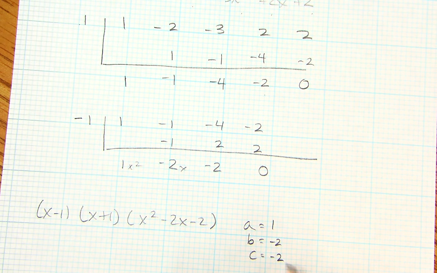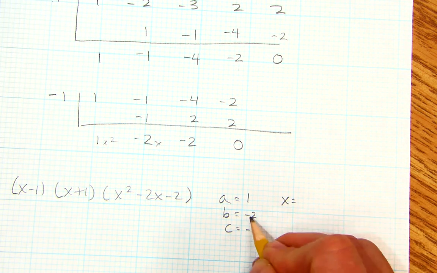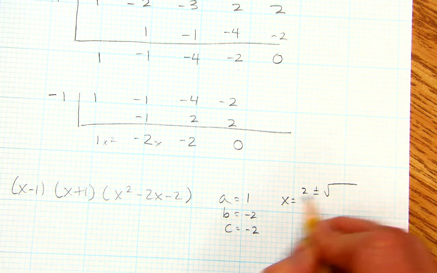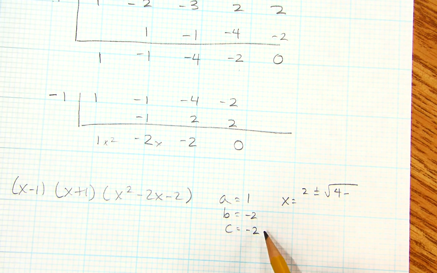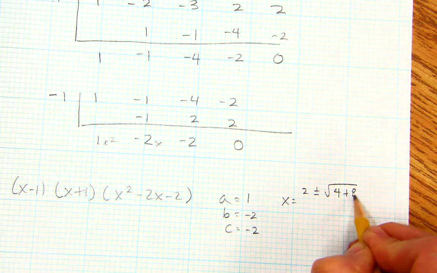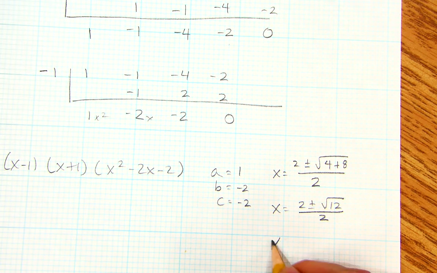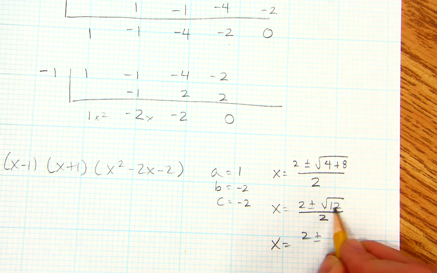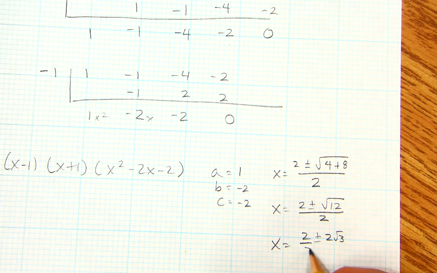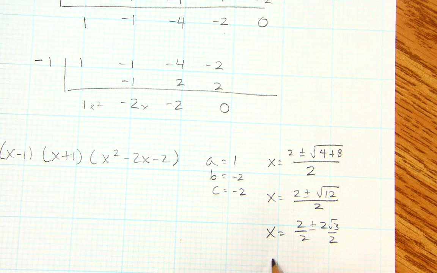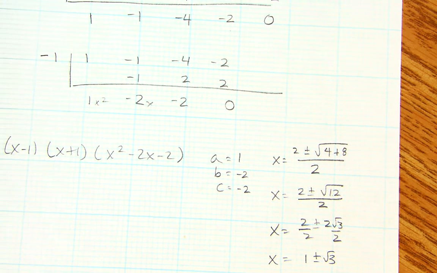C is -2, so x equals -b plus or minus the square root of b squared minus 4 times a times c. So that's going to be a plus 8 all over 2a, which is 2. So x equals 2 plus or minus the square root of 12 all over 2. And x equals 2 plus or minus, this is 4 times 3, so that's 2 root 3. Each of these is over 2, so I get x equals 1 plus or minus root 3.